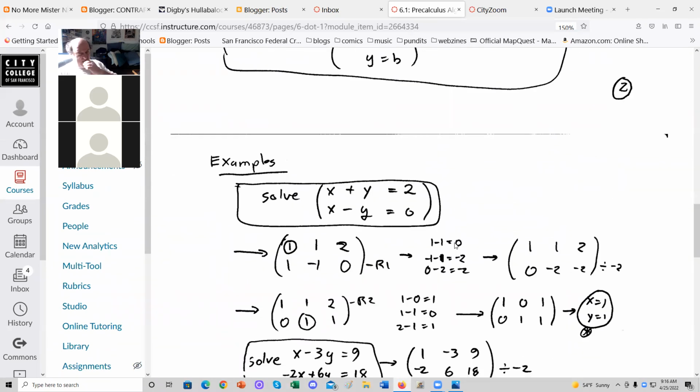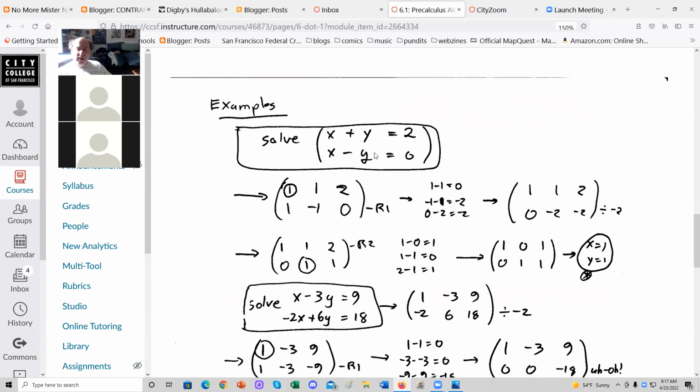Here's another one. x plus y equals 2, x minus y equals 0. So 1, 1, 2 for the first row. 1, -1, 0. That's a 0, not a 6. I'm sorry. For the second row. I'll pivot on this one here, i.e. clear its column. So to do that, we'll eliminate this one here, and we'll do that by subtracting row 1 from row 2. 1 minus 1 is a 0, 0 goes there. -1 minus 1 is a -2, -2 goes there. 0 minus 2 is a -2, -2 goes there.